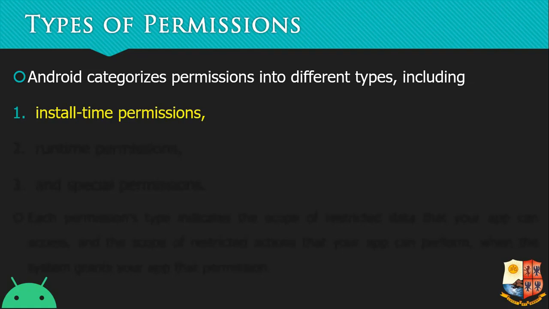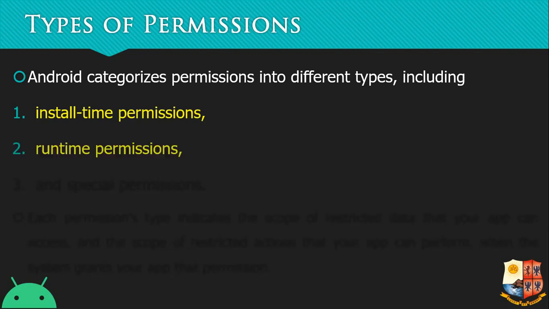You have to click agree. If you click agree, it will install the app. Otherwise, it will not install the app at all. And after you have installed the app, it will not ask any permission from you because it has asked all possible permissions in the beginning itself from you. That's called install time permissions.